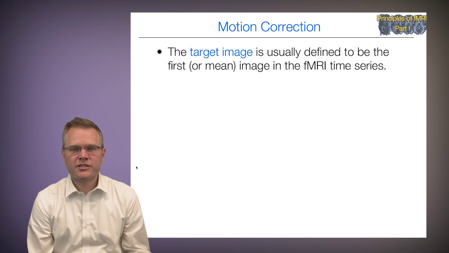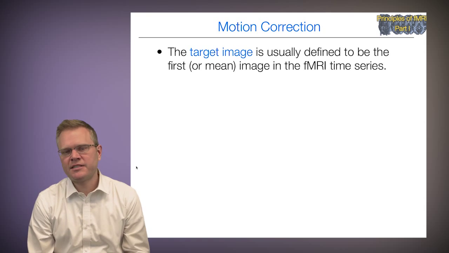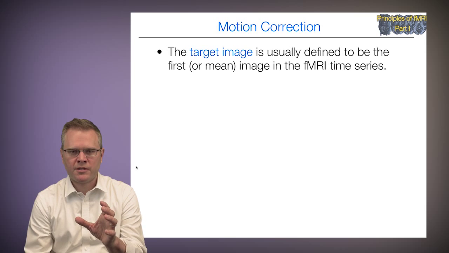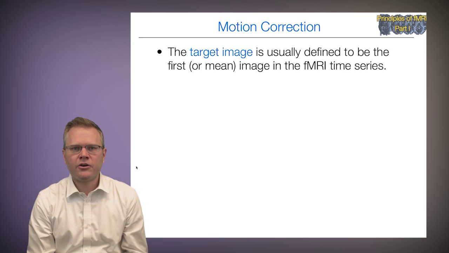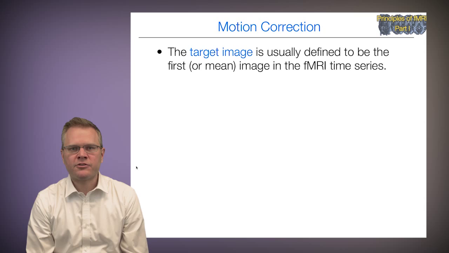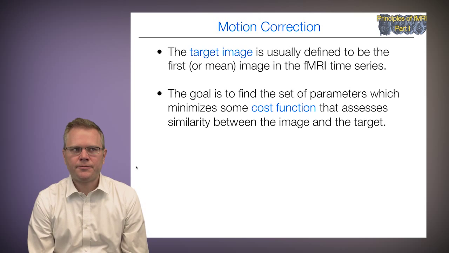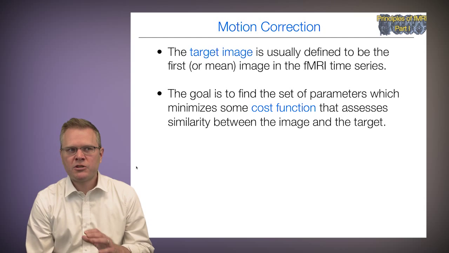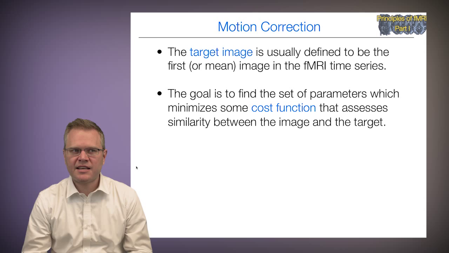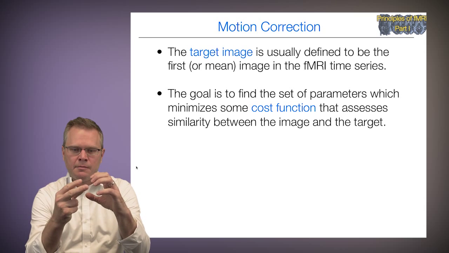So in motion correction, we do a rigid body transformation with 6 degrees of freedom. Here the target image is usually defined to be the first, or sometimes the mean, image in the fMRI time series. But let's just say, for the sake of argument, it's the first one. Now we want to align all subsequent images to that first image to make sure that the voxels are aligned with one another. The goal is to find the set of parameters which minimizes some cost function that assesses the similarity between the image and the target.